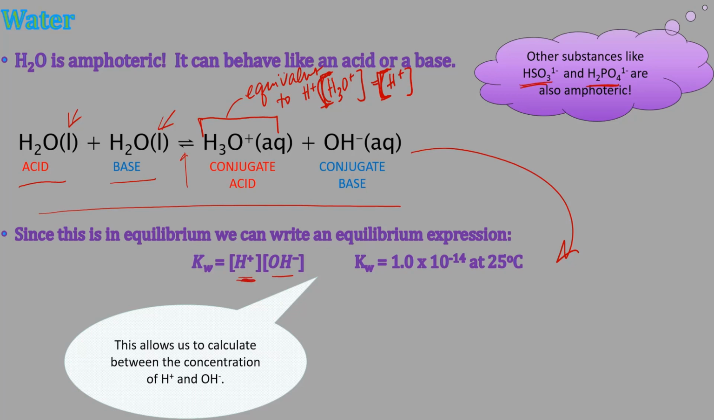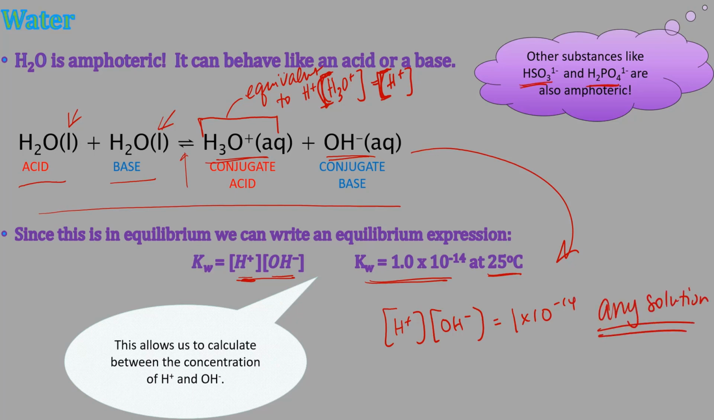So my KW is going to be this times this, no reactant because they're both liquids. And we find that at 25 degrees Celsius, the KW is 1 times 10 to the negative 14. So what I have is H plus times OH is equal to 1 times 10 to the negative 14. And so this can be true in any solution. So if I have H plus, I can find OH. If I have OH, I can find H plus. So it allows us to go back and forth between the two.